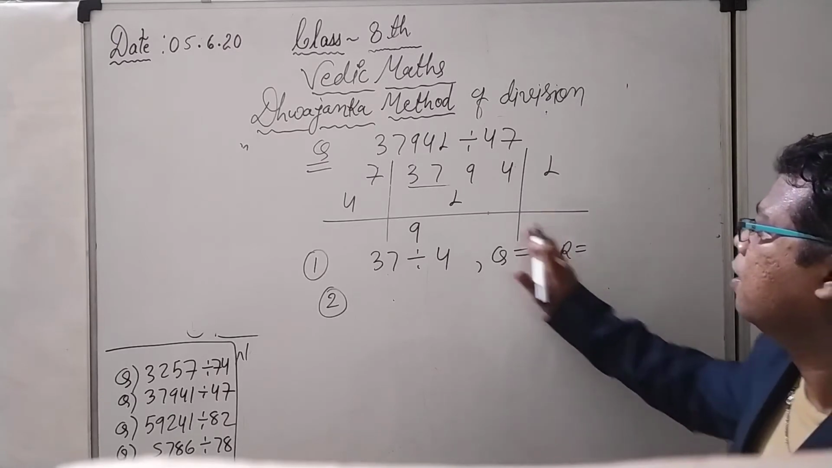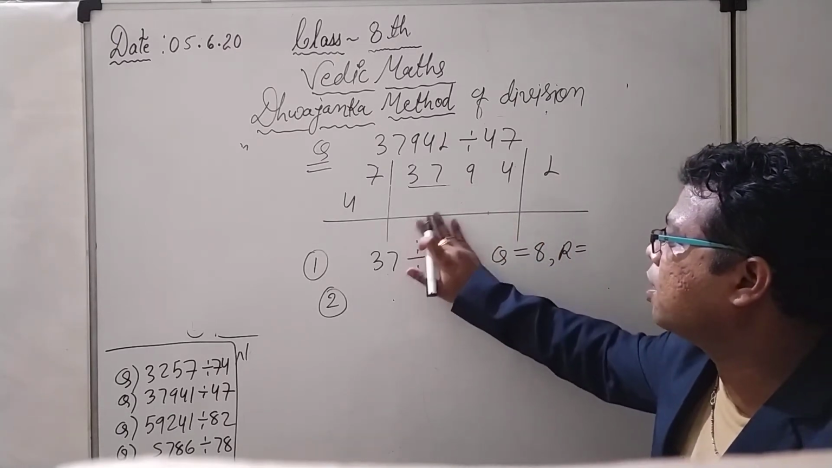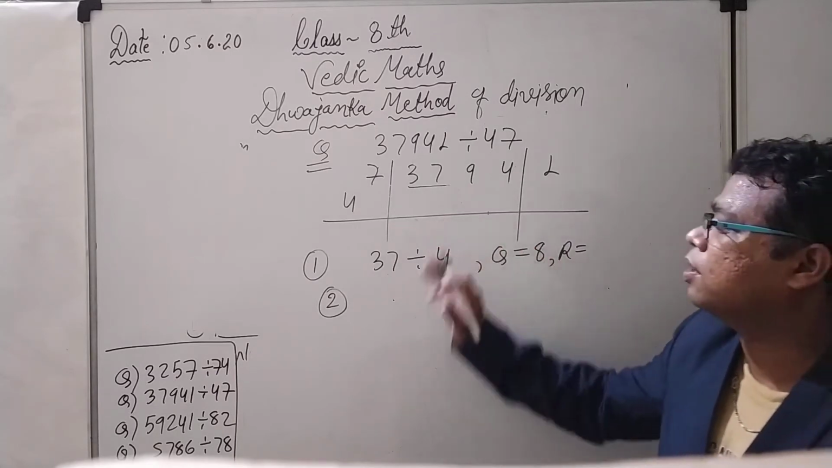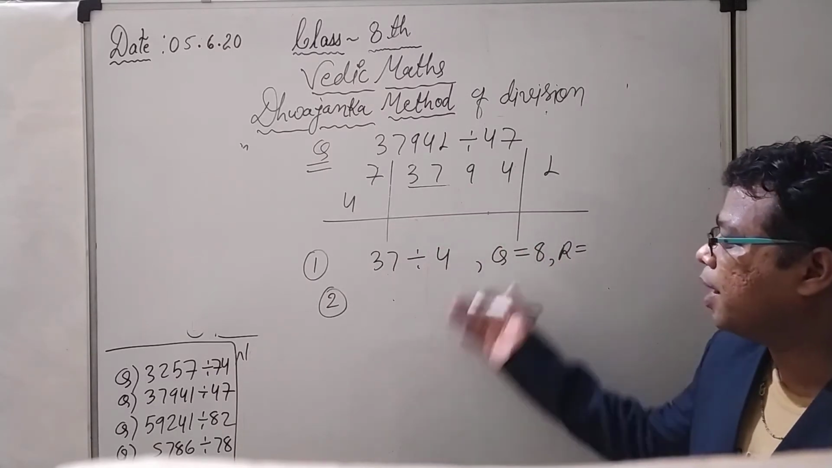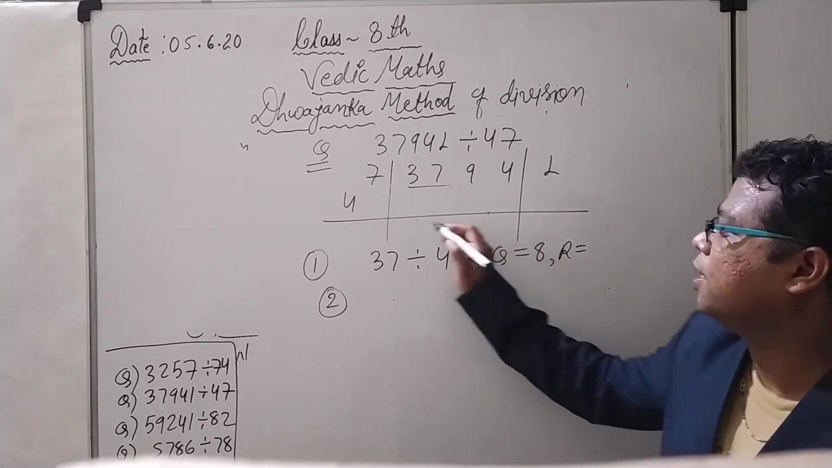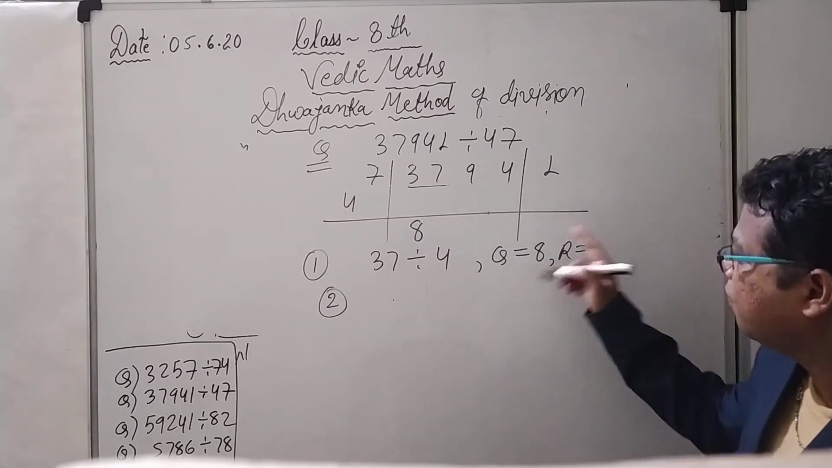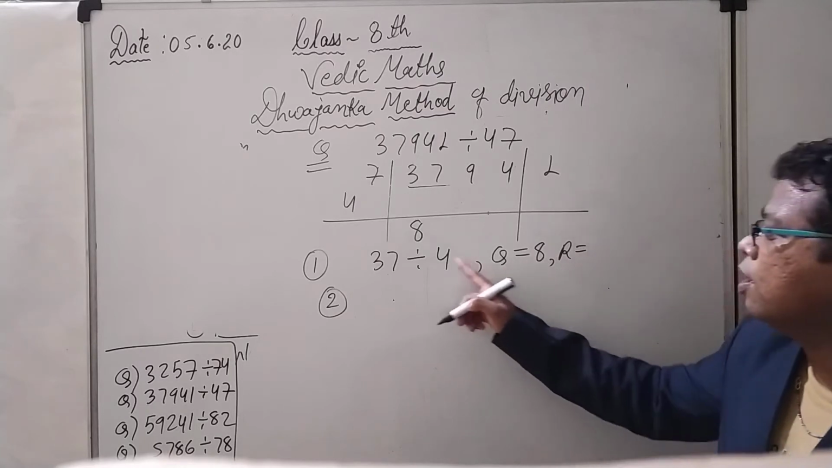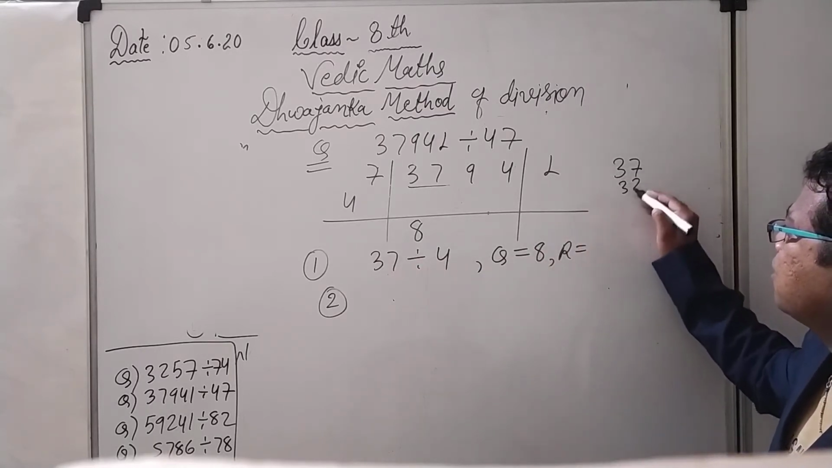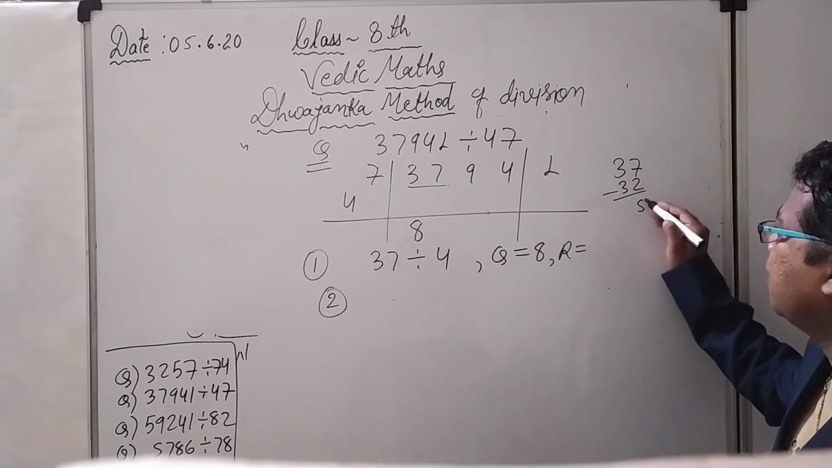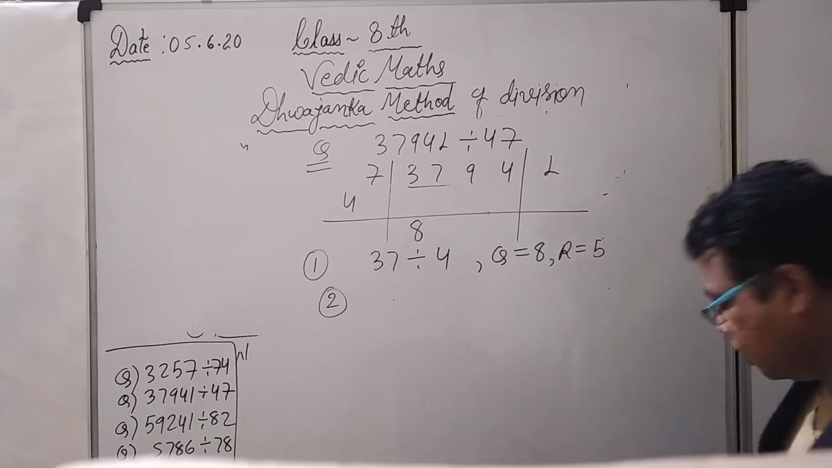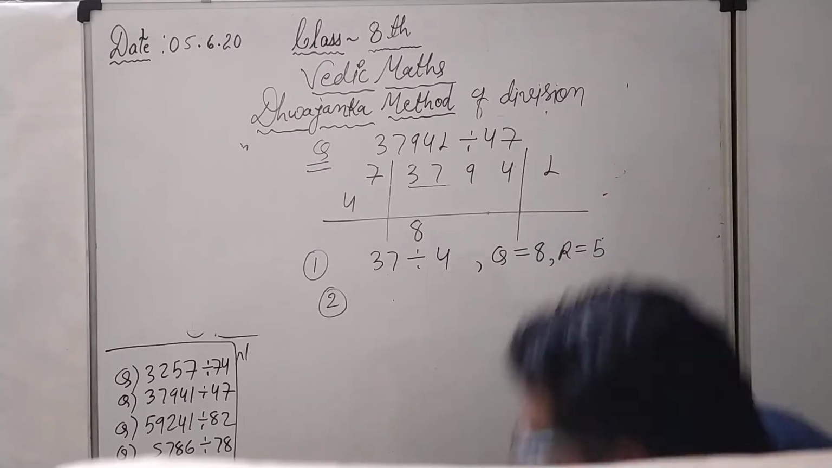See here, we cannot consider 9 as a quotient. Why? Because whenever we consider the quotient 9, my new dividend is going to be negative. And that's why we are considering the quotient 8 here. And if the quotient is 8, 4 eights are 32. So 37 minus 32 will give me what remainder? 5. So the remainder is going to be 5.